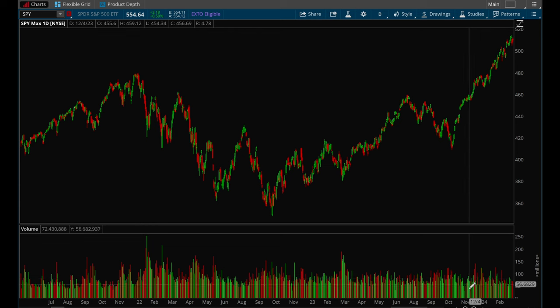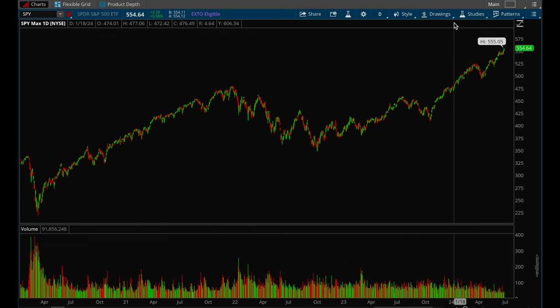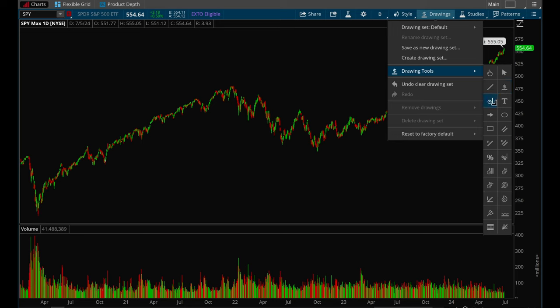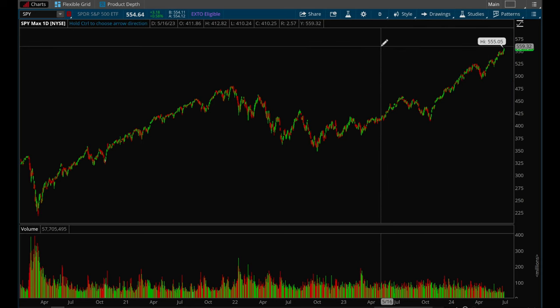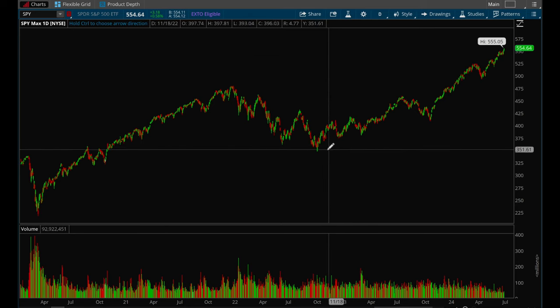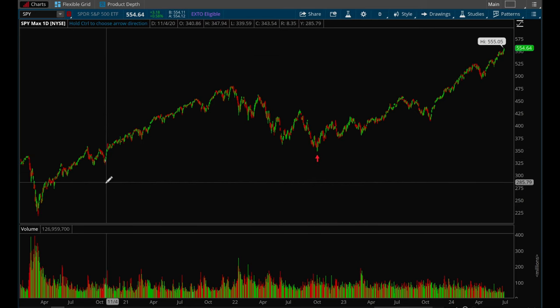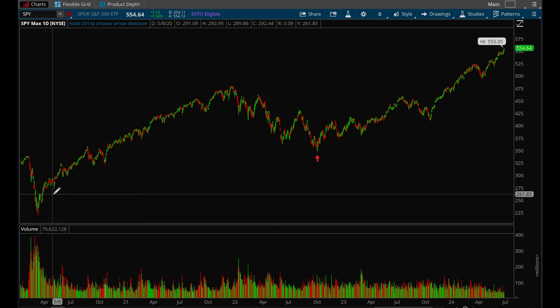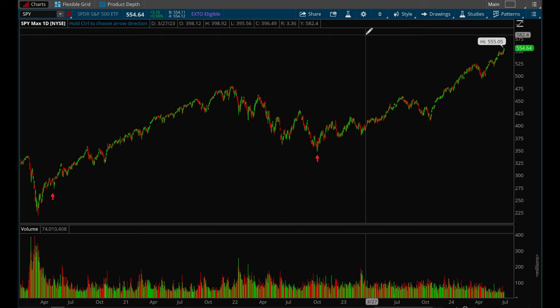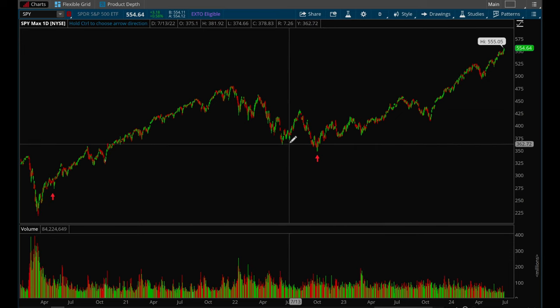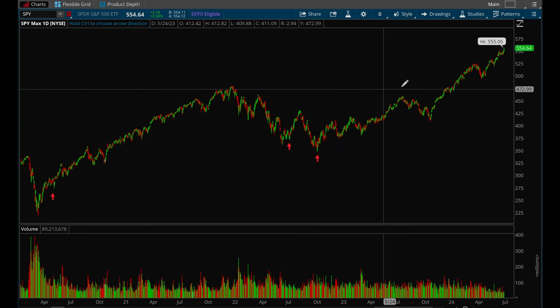Let's look at SPY and see when this has happened recently. Try to pause the video and see if you can spot where this has happened. I'll give you guys 5 seconds. All right, so this is one example over here, and another example would be around here. Let me see if I can think of any more. Maybe one over here. Those are a couple of examples.